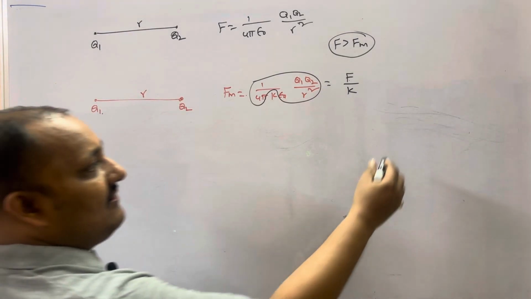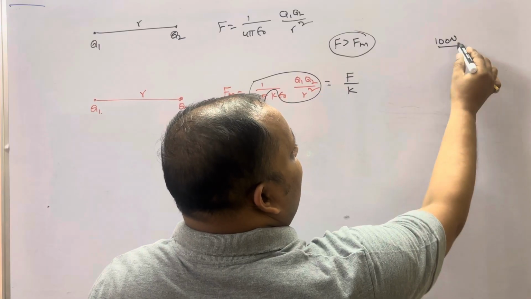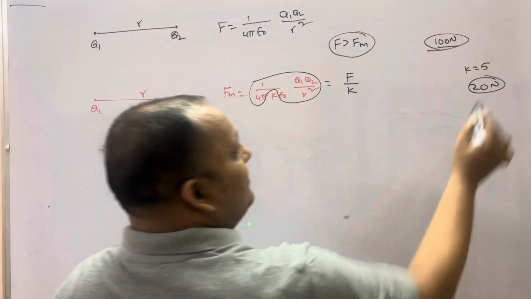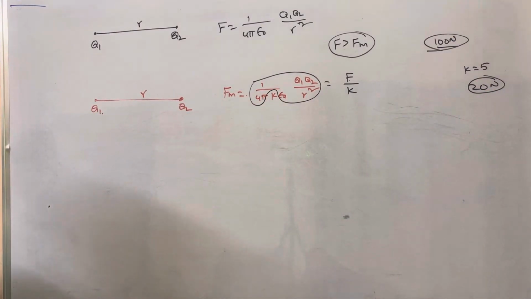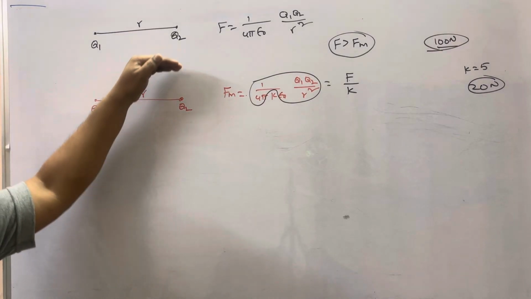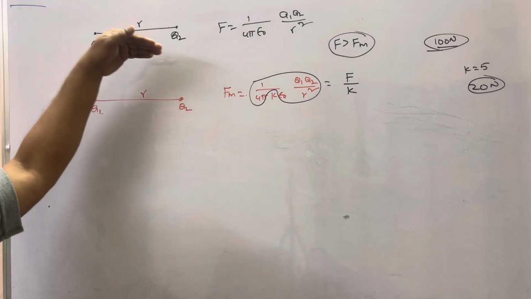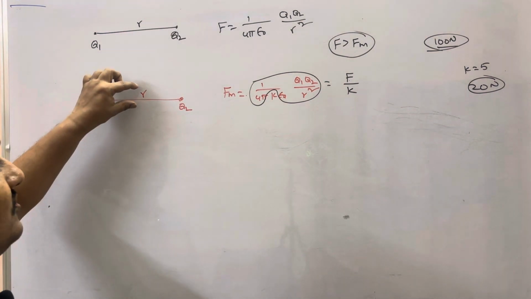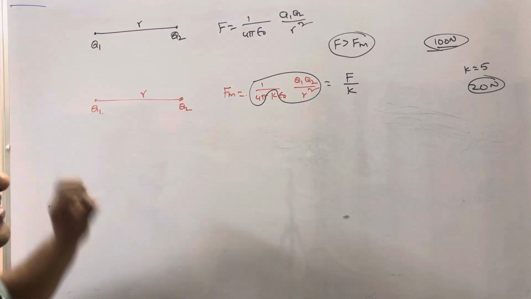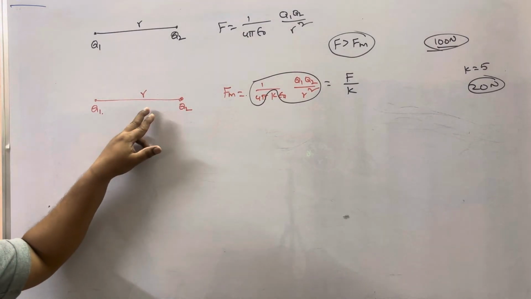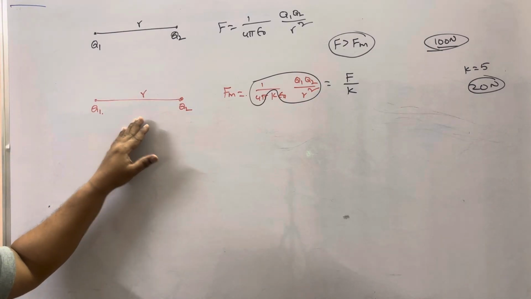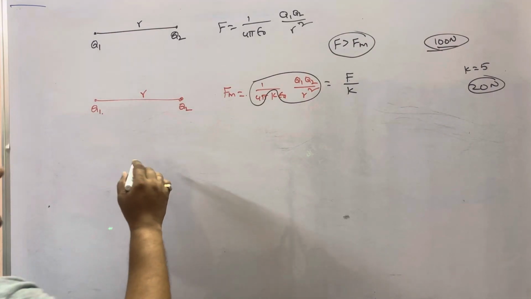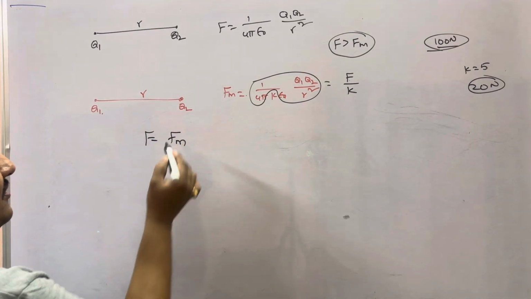So an example we have already seen. In air 100 newtons, so in a medium of dielectric constant K equal to 5, you got 20 newtons, isn't it? Now what is the condition they will ask? These two forces should be equal, force in air and force in medium should be the same. To get the same force, what should be the distance between these two charges, they are going to ask. What should be the distance between these two charges to get the same force in vacuum and medium? What does it mean? It means here F should be equal to F medium.